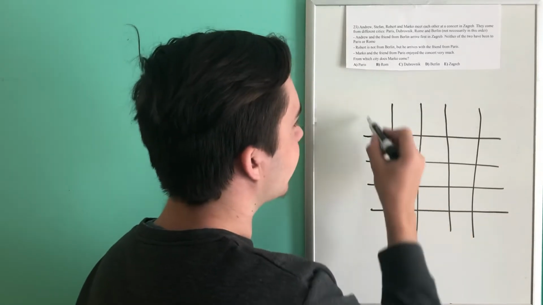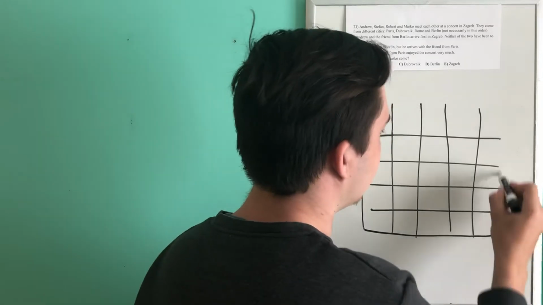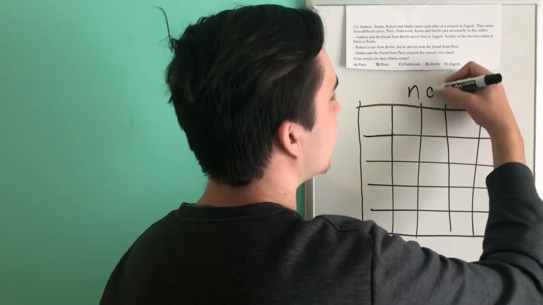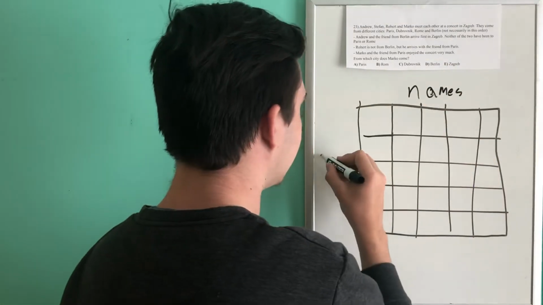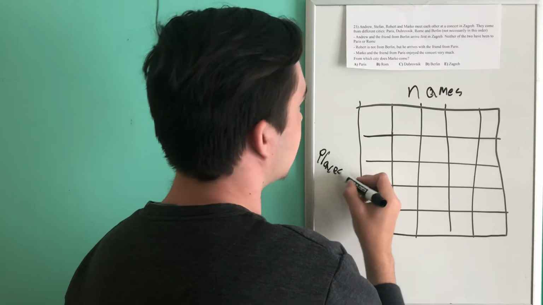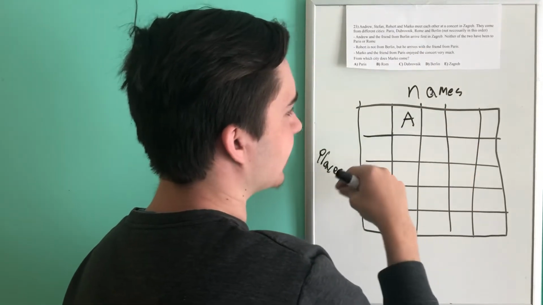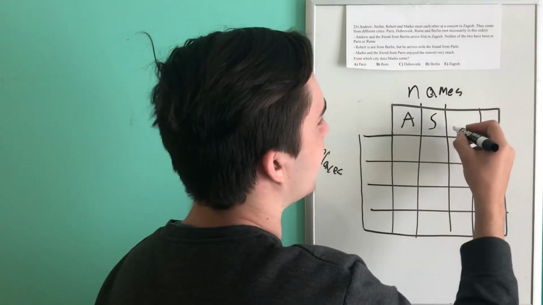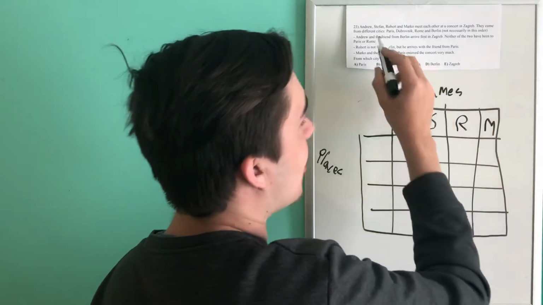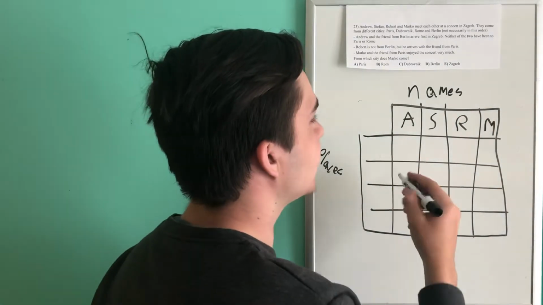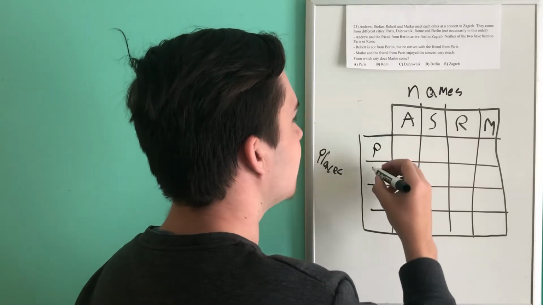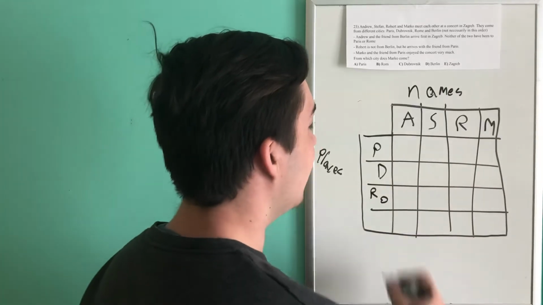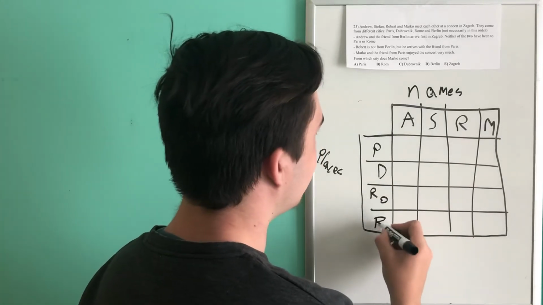Right? And so what we're going to do is, this is just a little table. And we'll put the names on the top and the places here. So I'll put A for Andrew. This is Andrew. A for Andrew. Then we will put S for Stefan. We will put R for Robert and M for Marco. And that's all of the people, right? Those are the names. Then here we'll put the cities. So we'll put P for Paris. We'll put D for Dubrovnik. We'll put R-O for Rome, since we already have R for Robert. And then we'll put B for Berlin.